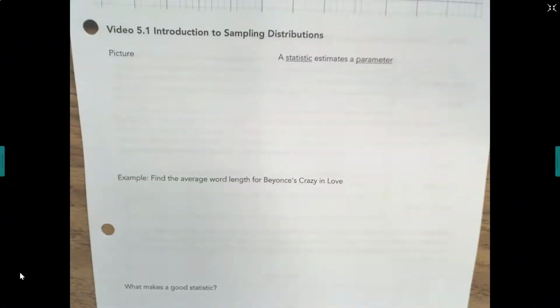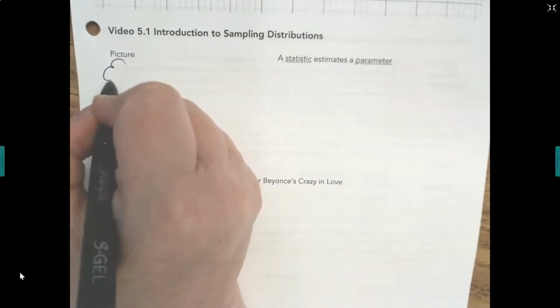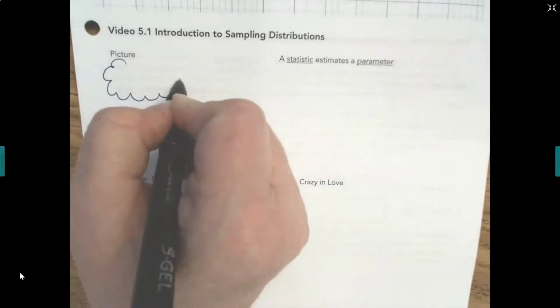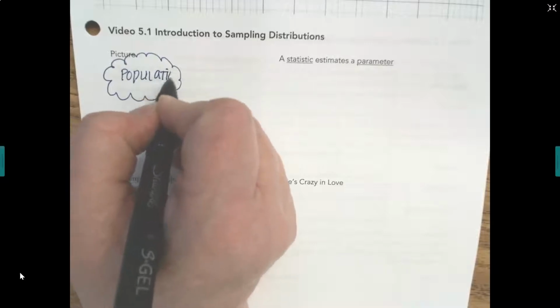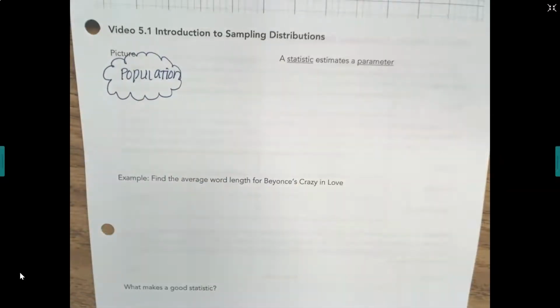Welcome to video 5.1, Introduction to Sampling Distributions. I want to remind us that before, we were talking about a population and taking samples from it. So we had our population cloud, and there are a couple of different ways that we could sample.